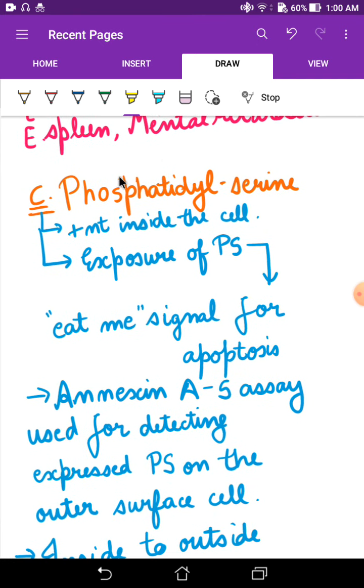Now the third phospholipid is phosphatidylserine. It is present inside the cell. Why am I saying inside the cell? Because these lipids are present either outside or inside. This one is present inside the cell membrane. Earlier we saw phosphatidylcholine, which is present outside the cell. Sphingomyelin is also present outside the cell. Phosphatidylserine is present inside the cell.